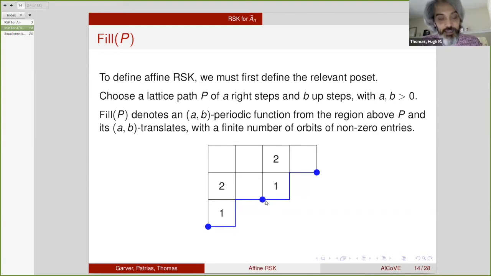So we're going to take this path and then this translate of it, and then there's another translate of it, another translate of it, going off in both directions. So this is now this piecewise linear path that divides the plane into two pieces, and our filling is going to be above this line. It's going to be periodic with respect to this (A,B) translation, and it's going to have a finite number of orbits of non-zero entries. So here you see this 1 and this 1 are in the same orbit, so they had to be equal, and the 2 and the 2 had to be equal. Okay, so those are the fillings.